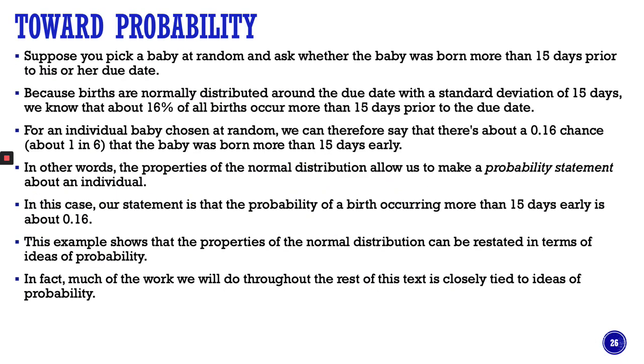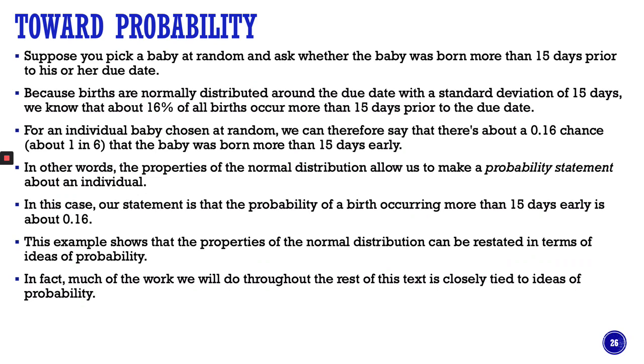Now, as we move forward, we're going to go towards probability. Suppose you pick a baby at random and ask whether the baby was born more than 15 days prior to his or her due date. Because births are normally distributed around the due date with a standard deviation of 15 days, we know that about 16% of all births occur more than 15 days prior to the due date. For an individual baby chosen at random, we can therefore say that there's about a 0.16 chance, or about 1 in 6, that the baby was born more than 15 days early.